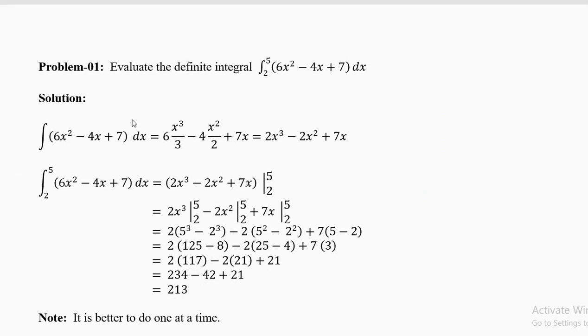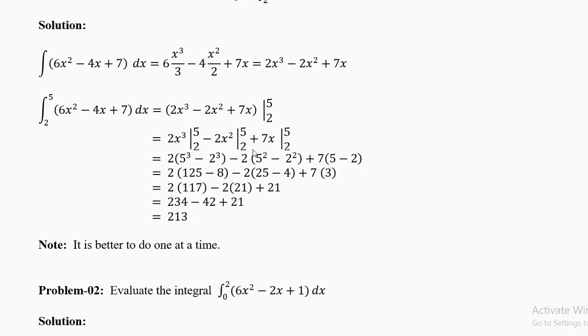Now, problem 1. Those examples were simple examples to understand the concept. Now, we'll do problems seriously. Integrate from 2 to 5, 6x square minus 4x plus 7. X square will be x cube over 3 after integration. X will be x square over 2. 7 will be 7x. Now, 6 divided by 3 is 2. 4 divided by 2 is 2. So remember the minus sign. Your integral is 2x cube minus 2x square plus 7x and no c.